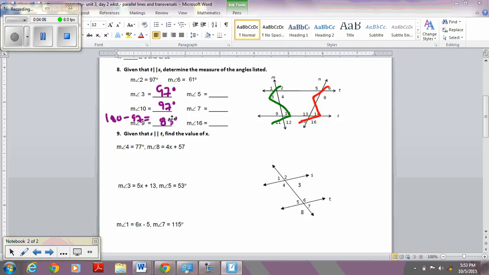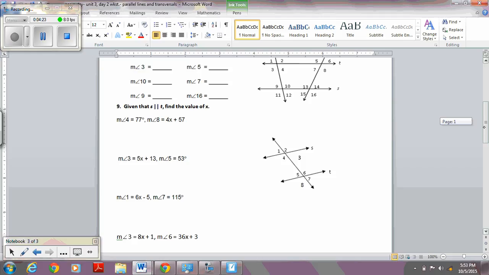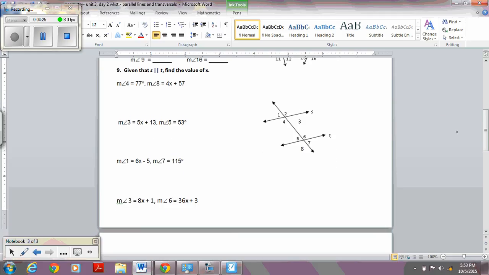For number 9, there's 4 problems in number 9, so I'll just do 2 of them. Again, this is just a tutorial to help you along the way.